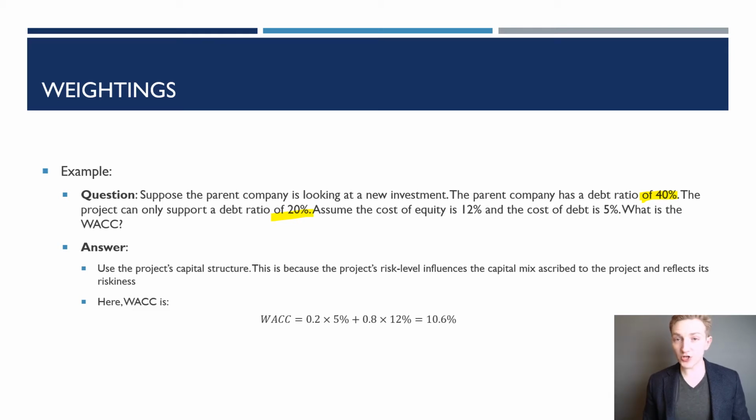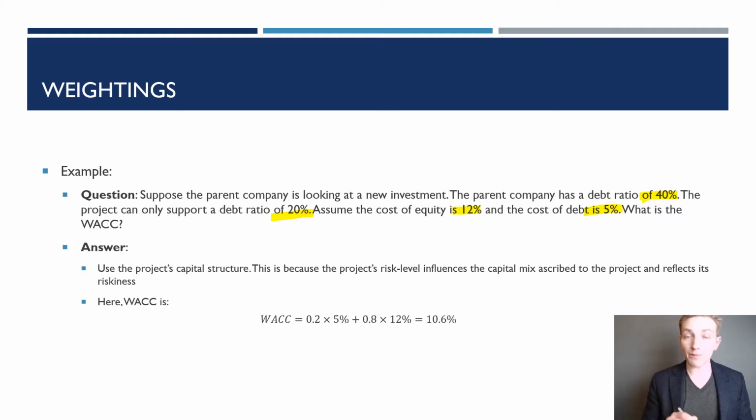So let's assume the cost of equity is 12% and the cost of debt is 5% in after-tax terms. To be clear here, I'm assuming after-tax cost of debt. It becomes obviously more complicated when we need to bring in taxation. So this is the after-tax cost of debt in this particular example. Now, what's going to be the weighted average cost of capital here? Well, here, if we're looking specifically at the project, we'd use the weightings that that project can maintain. So we'd use the 20% debt ratio.